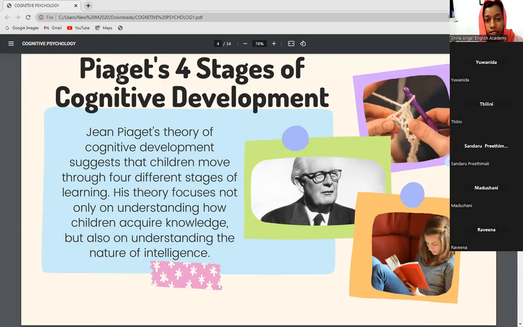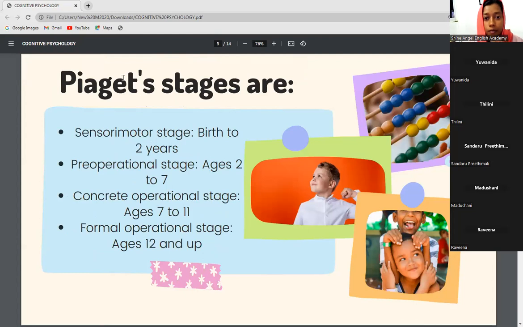He developed four stages which explain the development of cognition. I mean, how do these children think? So these four stages: the first one is the sensorimotor stage, from birth to 2 years. The next one is the preoperational stage, which is from age 2 to 7.